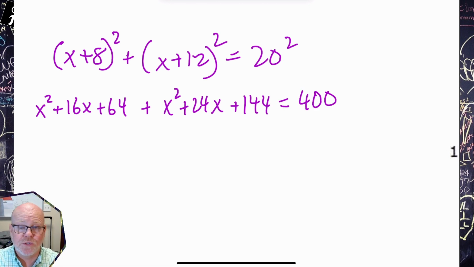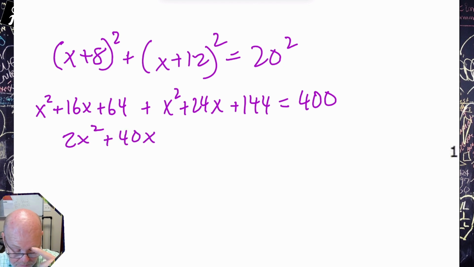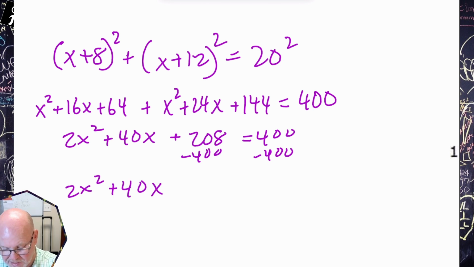All right, so now we're just going to do some simplifying here. That's going to give us 2x² + 40x, and then what is 64 plus 144? Oh, 208. There it is. Then plus 208 is equal to 400. And we get rid of that 400 on both sides. So we end up with 2x² + 40x, and 400 minus 200 is 200, minus another 8 is 192. So we got minus 192 is equal to 0.